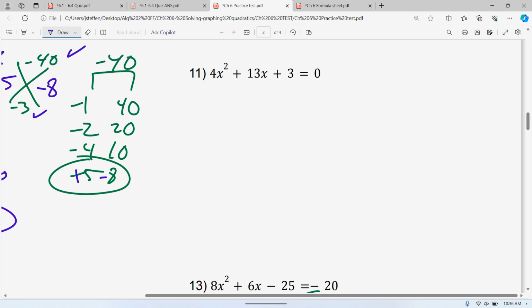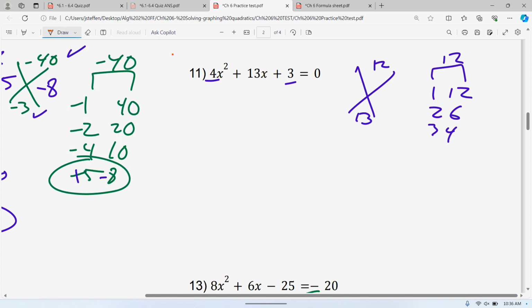So number 11, if we're being honest with each other, I would use the quadratic formula for this. Anytime I have a leading coefficient, I think it's just as easy to use the quadratic formula as it is to do factoring. Now, if you're really good at factoring and you want to, you can. So this one I'm going to solve by factoring. 4 times 3 is 12. The ones that add up to 13 are 1 and 12. X plus 1, x plus 12.